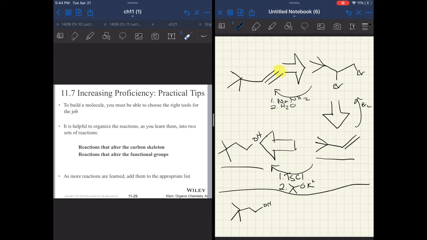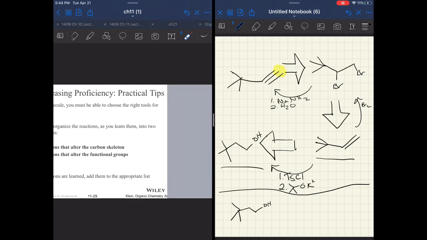Practical tips: these are the same things, right? You have to answer these questions about the carbon skeleton or the functional group. So to answer those, to solve the problems, when you get a yes to those questions, you have to know the reactions. If you don't know the reactions, a synthesis problem is impossible, right? You have to know these reactions. So if you've been struggling with memorizing them and getting them down, you need to work on that.